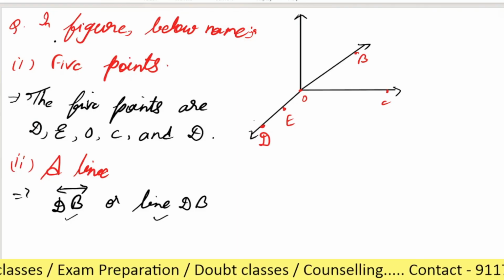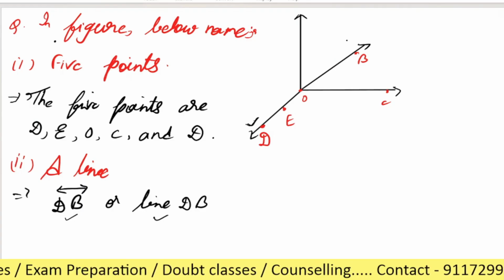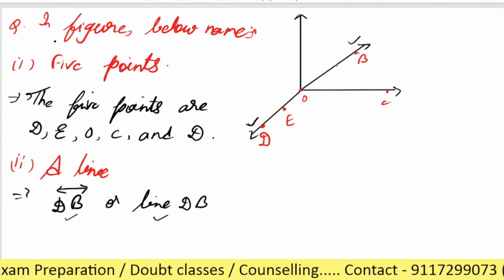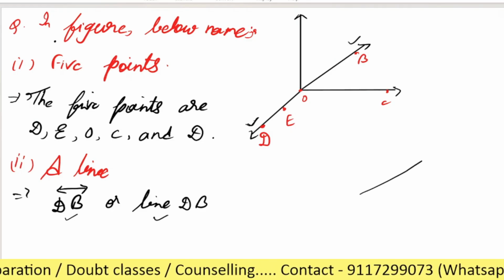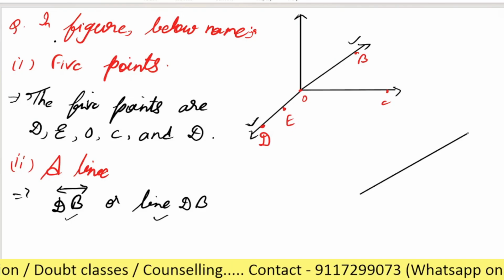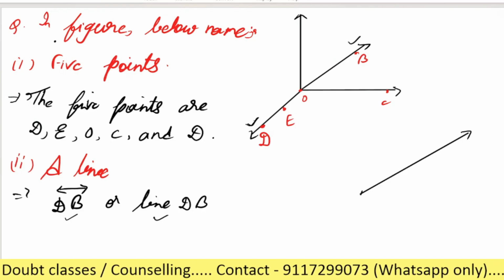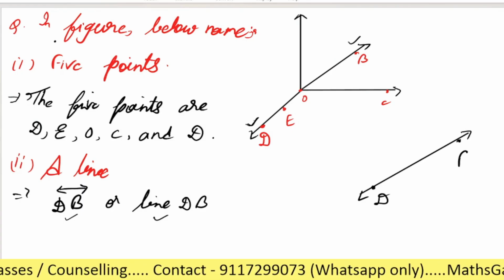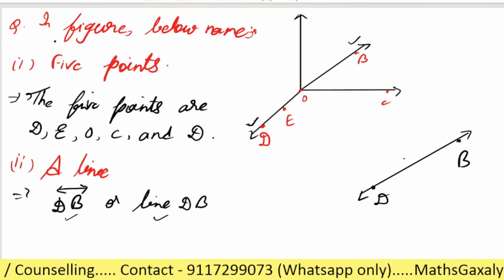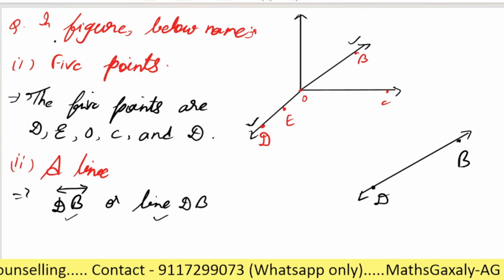So you can see the line DB now. From here to here, when I draw this line separately, it will be like this. Here is the D and here is the B. So it will be line DB. Is it clear? Yes, sir.